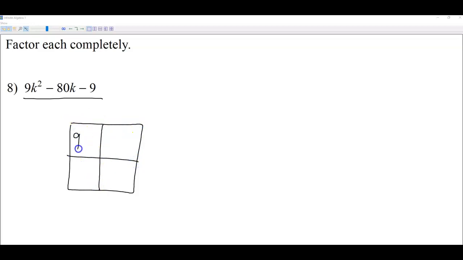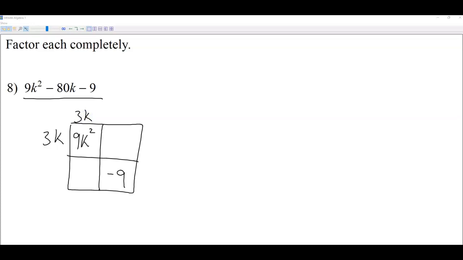Got another one. Once again, no GCF, just more straight up box practice here. I like to include a lot of these because they are challenging. The more practice, the better. All right, so what makes 9k squared? Well, it could be 3k times 3k. And what makes negative 9?